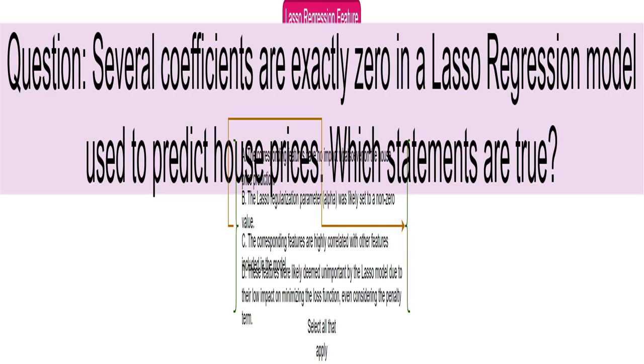In Lasso regression, we get a set of numbers called coefficients that represent the importance of different features in predicting our target. For example, house price. Some of these coefficients might turn out to be exactly 0. This quiz asks what these zeros tell us about the corresponding features.